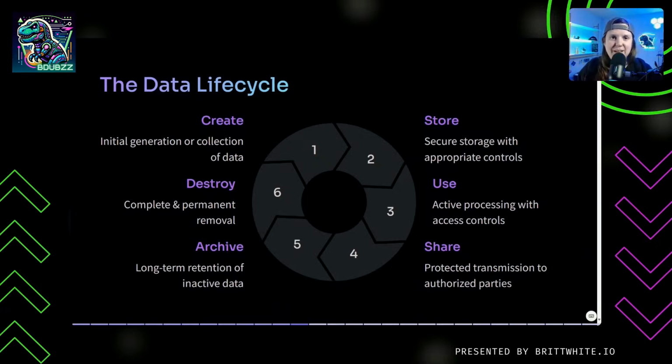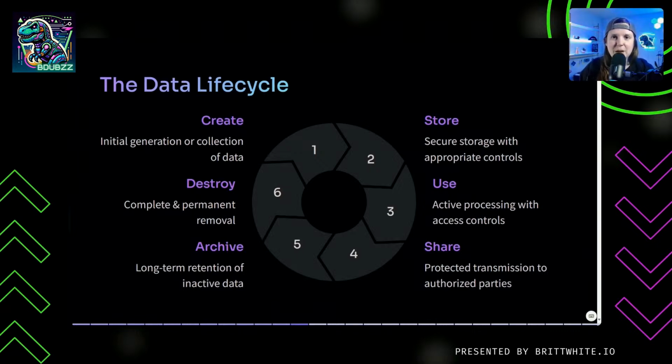Sometimes we need to share data with others. When we do this, we need to be extra careful. We might use encryption to protect the data while it's moving or in transit, implement secure transfer protocols, and again, make sure we have proper access controls in place.